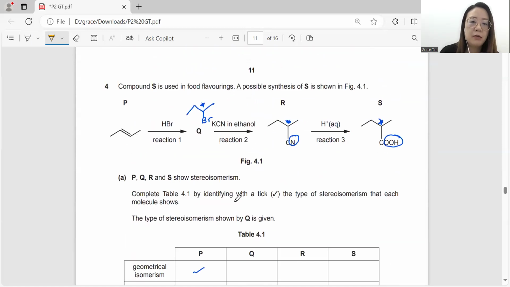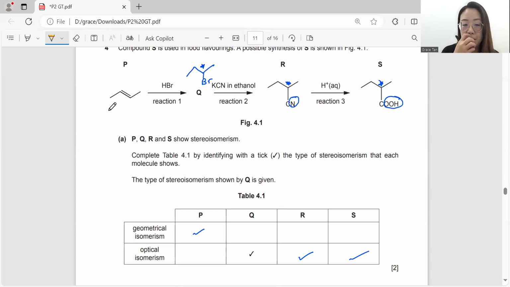Compound S is used in food flavoring. A possible synthesis of S is shown in figure 4.1. So you pause the video, you take a look at yourself. All right, and I'm gonna answer part A. So P, Q, R, and S show stereoisomerism. Complete table 4.1 by identifying with a tick the type of stereoisomerism that each molecule shows.